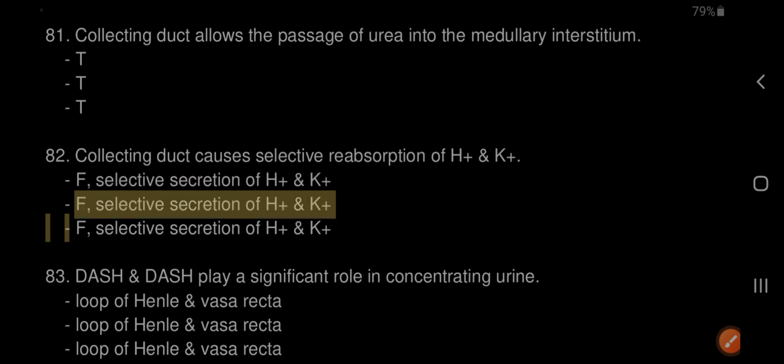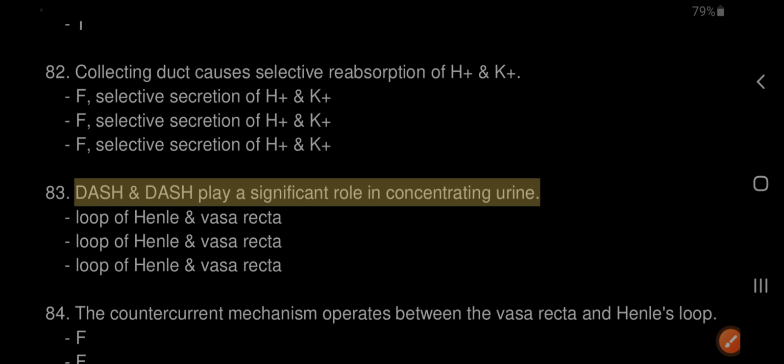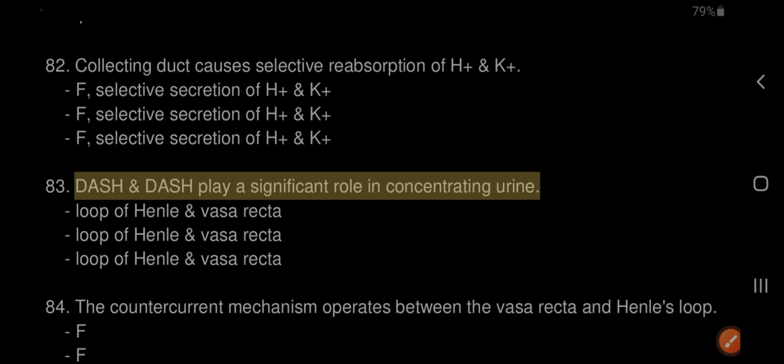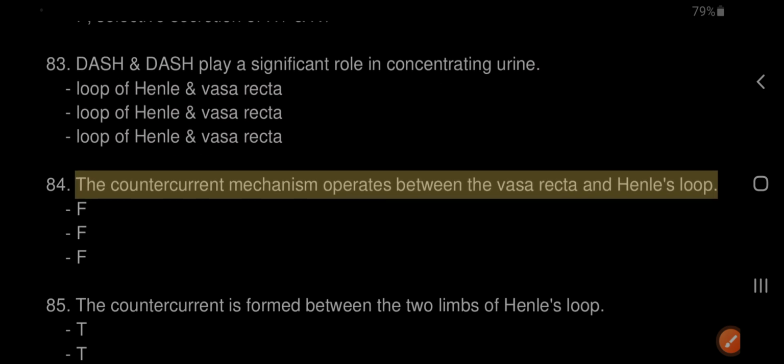83. Loop of Henle and vasa recta play a significant role in concentrating urine. 84. The countercurrent mechanism operates between the vasa recta and Henle's loop. False.